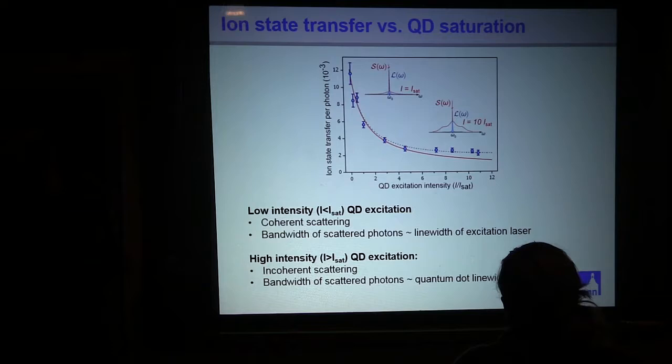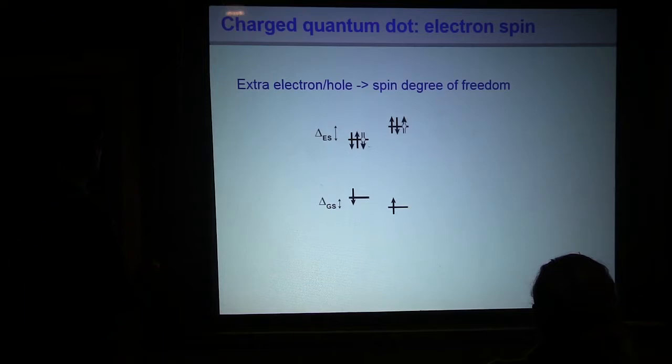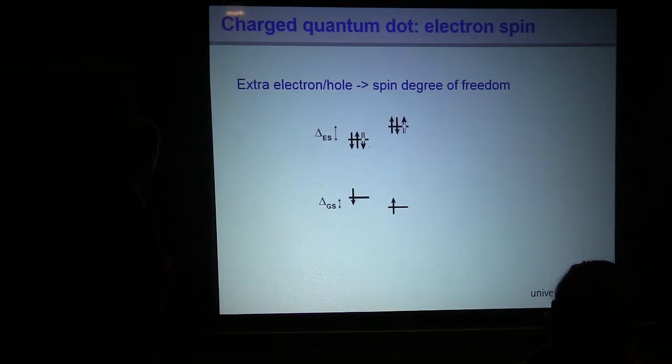Okay. Any more questions? All right, now. Let's add some spins to the quantum dot. So far, the quantum dot was just a two-level system, and now we put an extra charge on the dot, extra charge, and also extra spin.